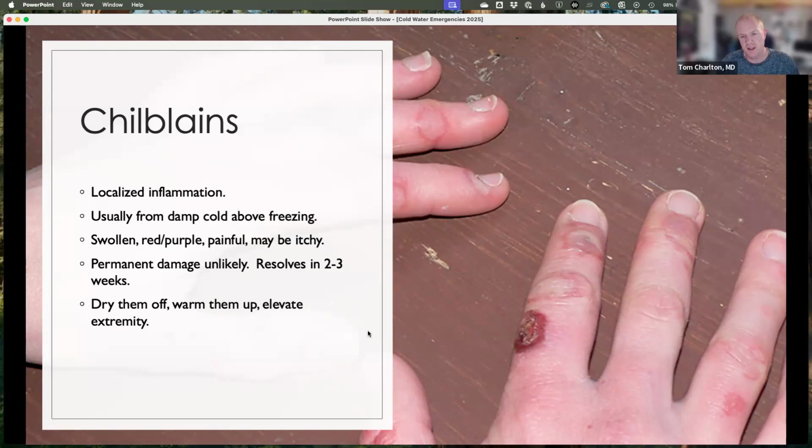But it usually only causes irritation, itchiness, sometimes a little bit of pain that resolves in about 2 to 3 weeks. So the way we treat this is get them dry, warm up the affected areas, and then they can keep them elevated. When we see this in the emergency department, we'll talk about frequent wound care if any of them open up, which is again not super common.